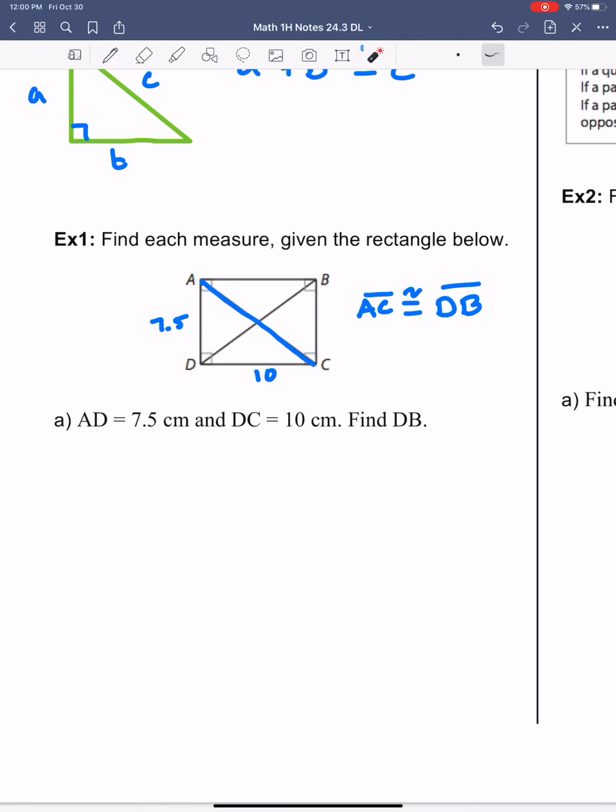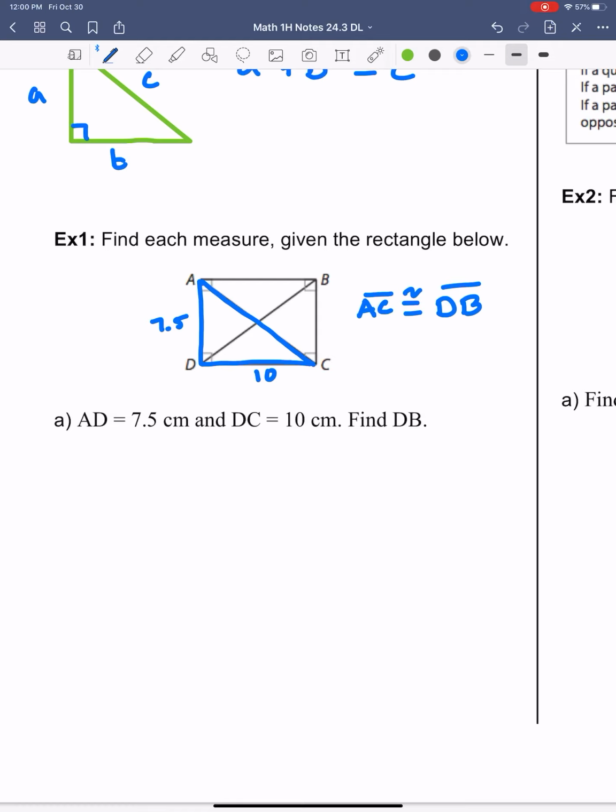So what I'm going to do is find AC, because I think it's going to be a little bit easier, and then I'm going to know that that's going to be the same thing as DB. The reason that's easier is because AC is actually the hypotenuse of this right triangle right here, and so I can use the Pythagorean theorem to help me with that.